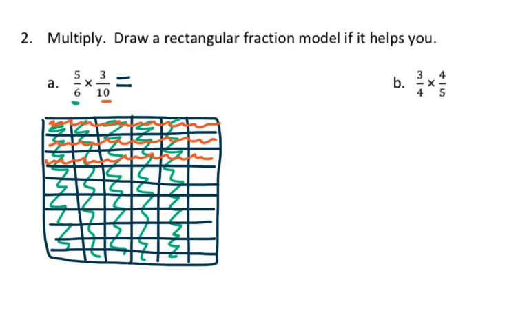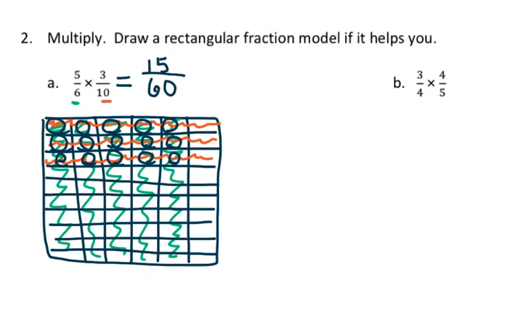So we're counting the pieces where the colors are overlapping. So it's going to be 1, 2, 3, 4, 5, 6, 7, 8, 9, 10, 11, 12, 13, 14, 15. So that's going to be our numerator, 15. And how many pieces are in the whole thing? Well, I'm not going to count them out for you, but the answer is 60.